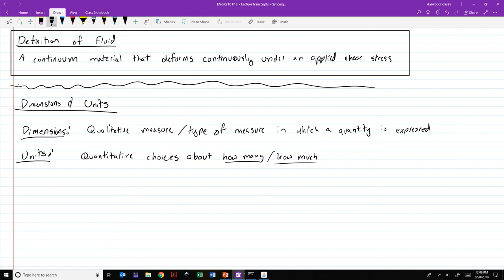So what I mean here is, if we ask you, how far is it to Chicago? What kind of answer are you going to give me? You're not going to say 3 degrees Fahrenheit. You're going to say it's 250, 300 miles. That is an expression of length. So the dimension that we're using here is length. What would you use to measure it? Something that measures length or distance. The choice of how many miles or kilometers or inches or angstroms is our choice of units. So this is the more fundamental of the two, the dimensions.